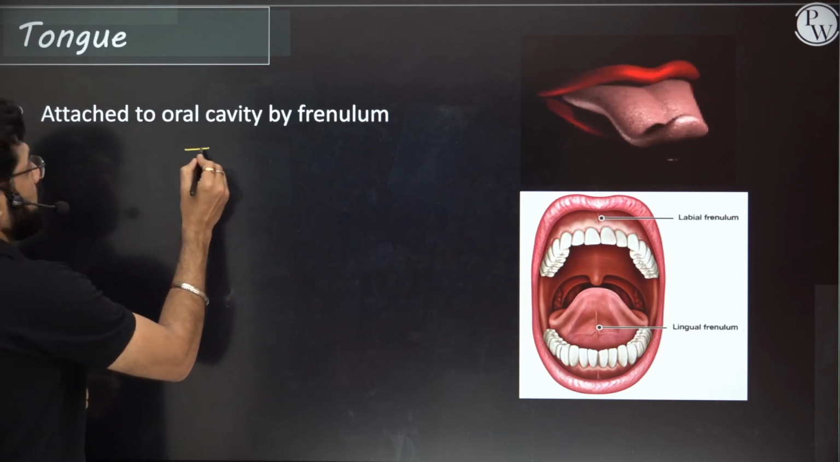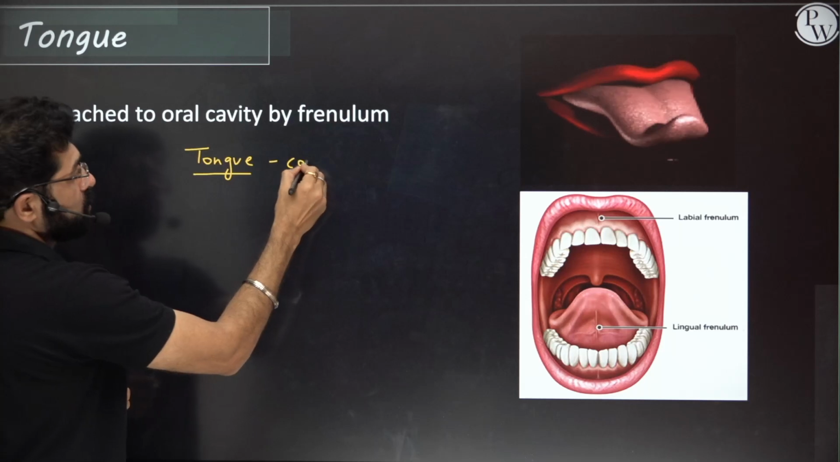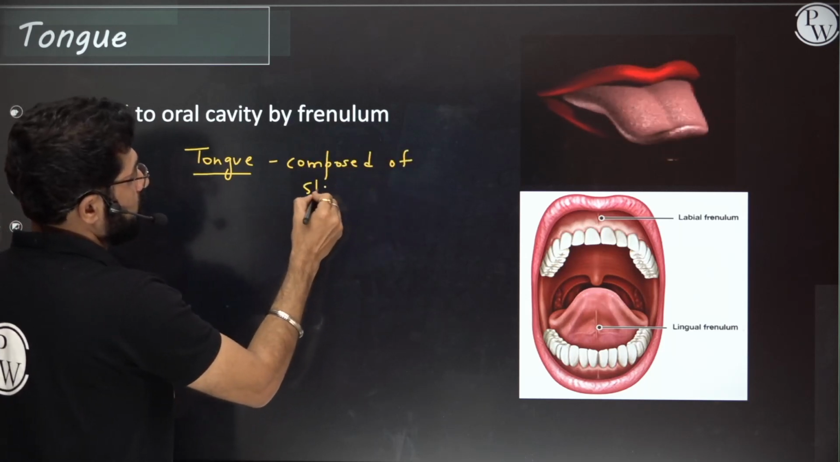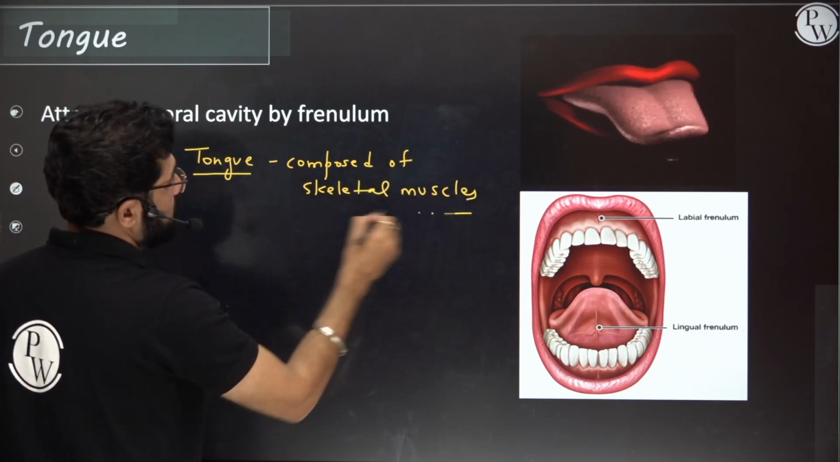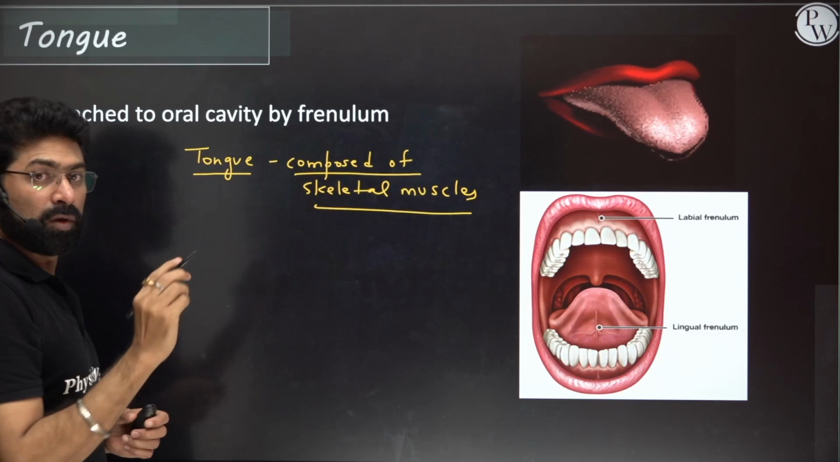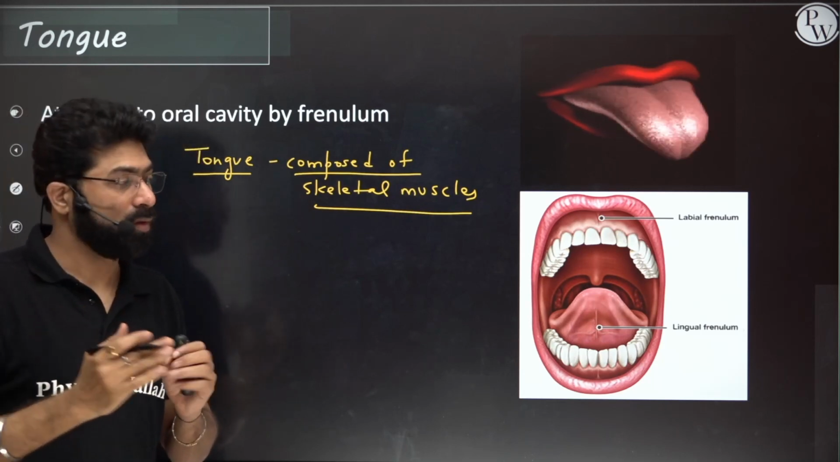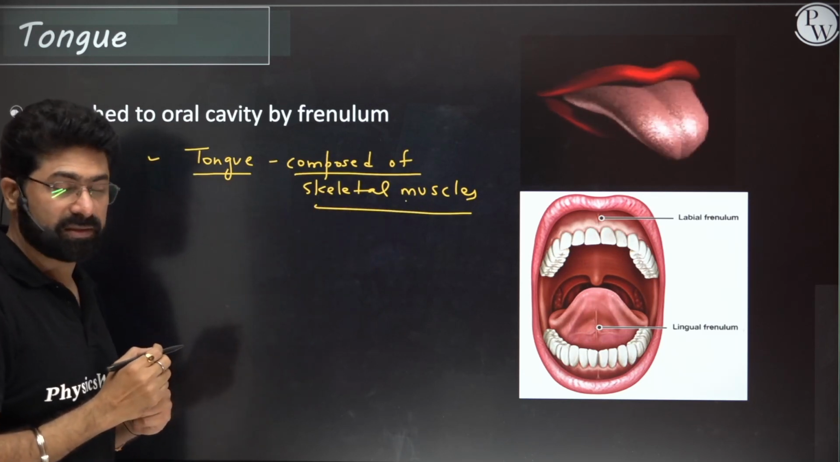Tongue is completely a muscular organ. Tongue is composed of skeletal muscles only. So you can see the tongue can move by your willpower. It will not move unnecessarily. Okay, so it has what? It has got skeletal muscles.